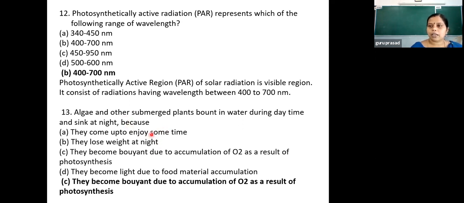This is totally a wrong statement because they will not come for the enjoyment. The correct option is what? They become buoyant due to the accumulation of oxygen. Right? Because during photosynthesis, oxygen is released. Oxygen is released during photosynthesis. As a result, they become buoyant in the water. So that's why, which is the correct option? Option C is the right answer for question number 3.